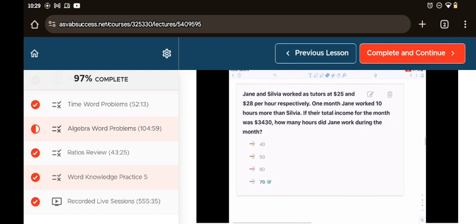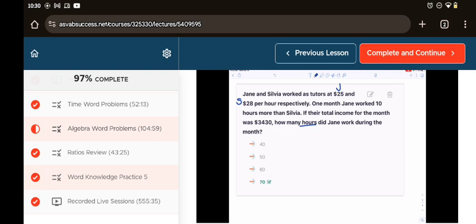Next question. So Jane and Sylvia work as tutors at $25 and $28 per hour, respectively. When we see this, respectively, we know that this means Jane is earning 25 and Sylvia is earning 28. And we know that because the order of the names is the same as the order of the numbers, okay? So one month, Jane worked 10 hours more than Sylvia. If their total income for the month was $3,430, how many hours did Jane work during the month? These kinds of questions are kind of tricky because in reality, we're looking for hours, so when we have a variable for this, it's representing hours.